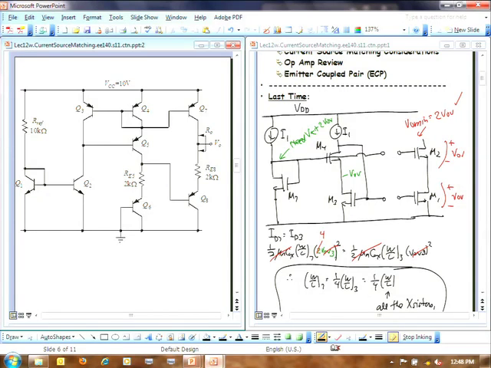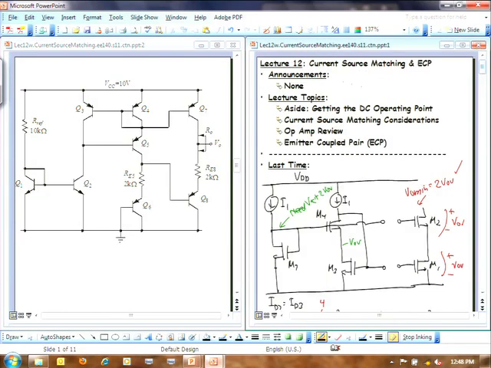All right, so we're going to talk about this. Why don't we first do this, though? So today, we're talking about current source matching and emitter coupled pairs. I have no announcements to make.